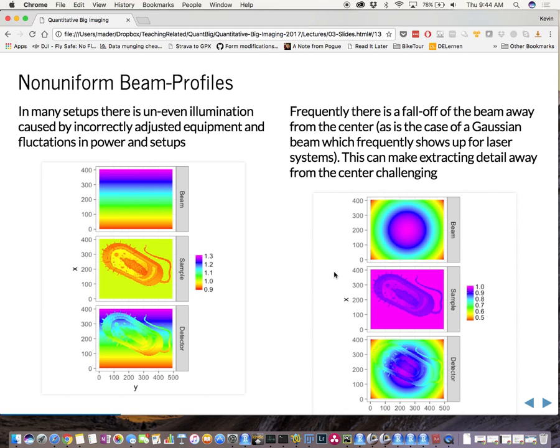Similarly, if you're doing something with laser imaging, where you have a Gaussian beam for your illumination, you end up with this on your detector, and you need to somehow disentangle that beam profile from this image in order to get the image of your original sample. And that's where that challenge comes in.